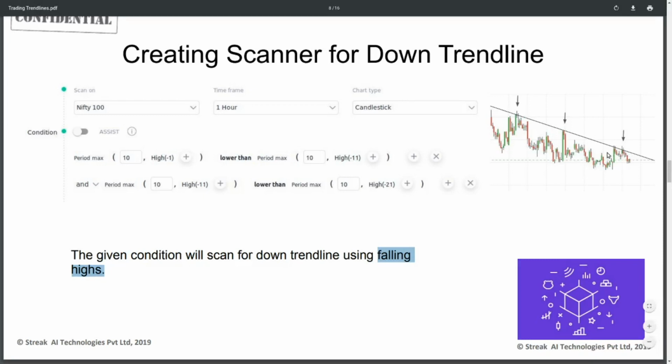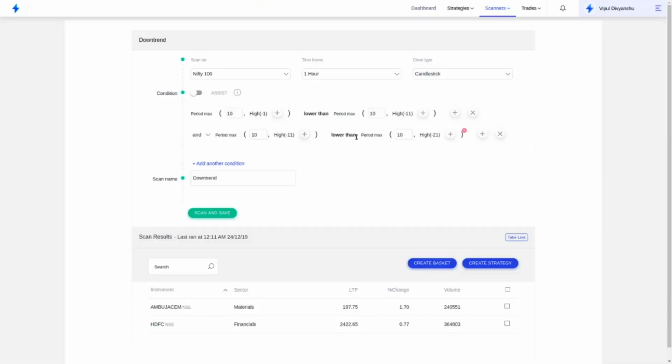Because the highest high of the last 10 candles, if you can see my mouse at the right side, should be lower than the highest high of the previous candles. That's why, to create that, we use this mechanism. Now the second condition is period max 10 of high, with offset -11 here, is lower than the higher high established even before that in the previous 10 candles.